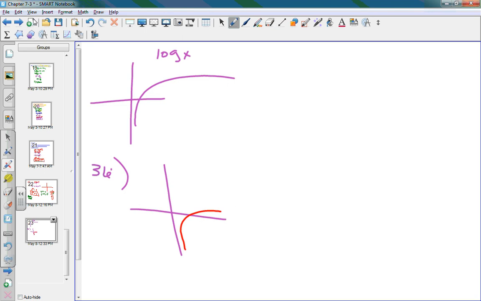Has my domain changed? No. What is my domain? Where does it start? As I'm on my lovely little approach, do I have any y values yet? Nope, I keep going over here. Do I have any y values yet? Nope, I hit the x-axis. Do I have any y values? It gets closer and closer and closer, right? So for 36, my domain is x has to be what? Greater than 0. That's my domain.